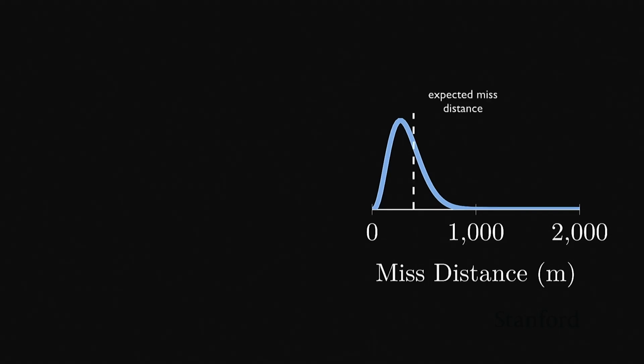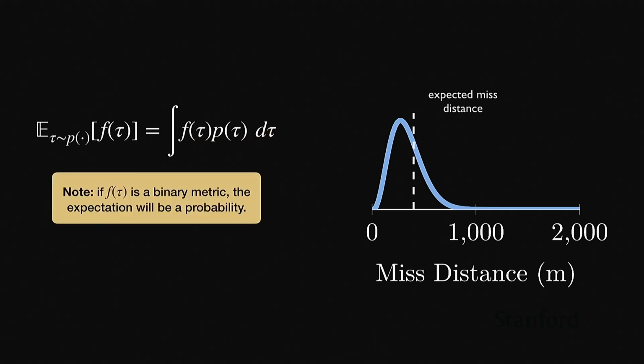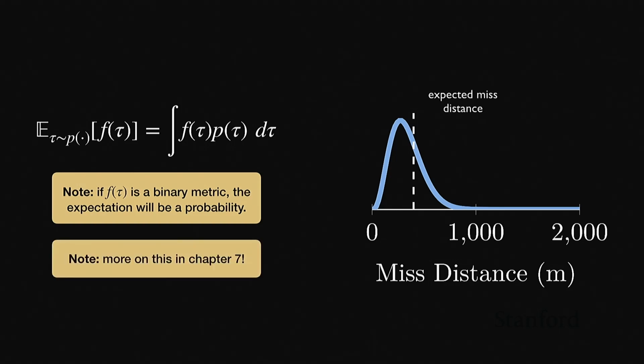One thing we could do is take its expected value. It's maybe the first thing you might think to do to summarize a distribution. Its expected value is represented like this. You can think of it kind of like the mean, the average. It turns out that if your metric is a binary metric, meaning it's either a 0 or a 1, the expectation will be a probability. More on that in chapter 7.